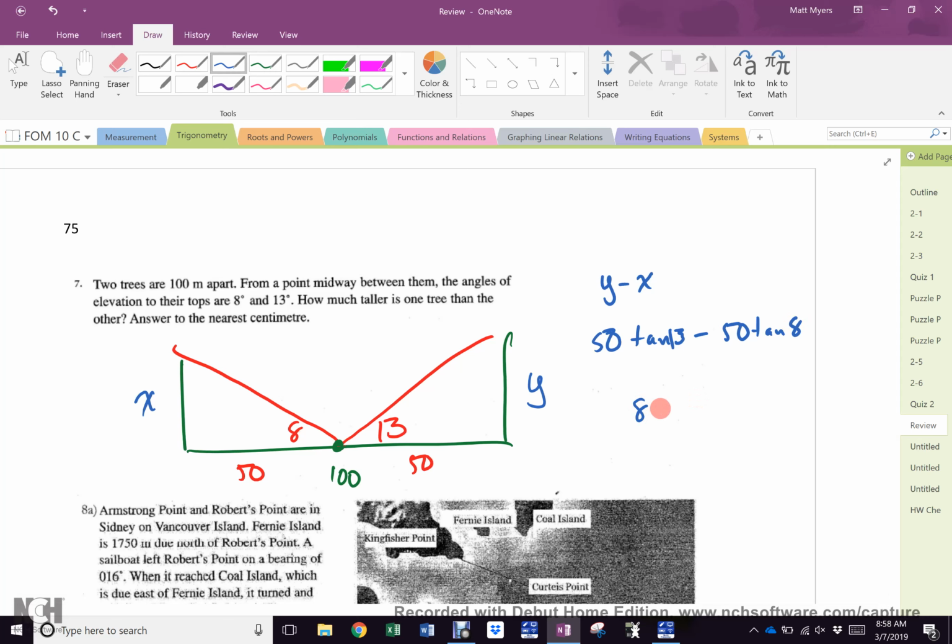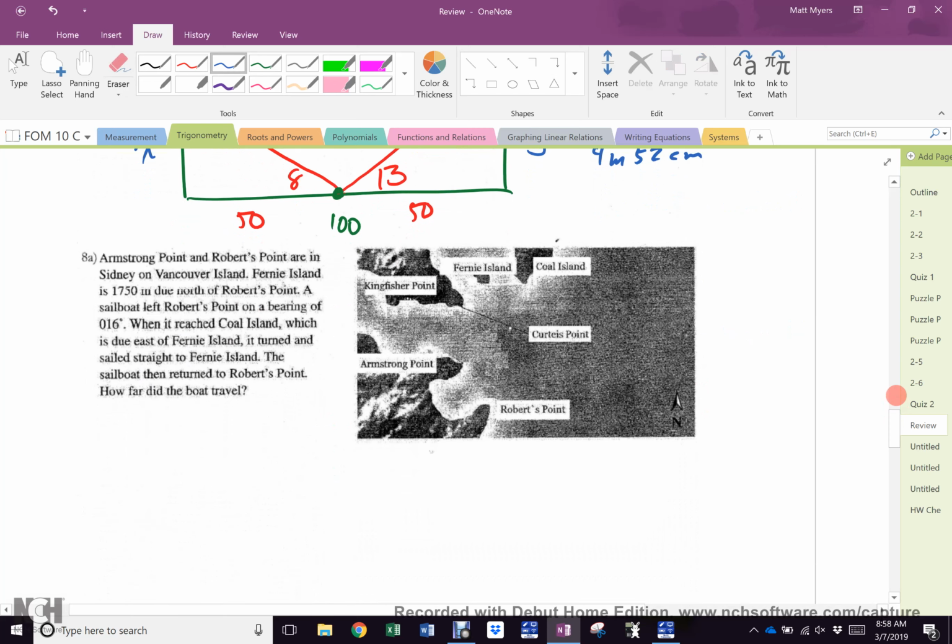It is 4.516. And I wanted this to the nearest centimeter, so it is 4 meters, 52 centimeters. On a test, that would get you full marks. 4.52 meters, I would even allow that.